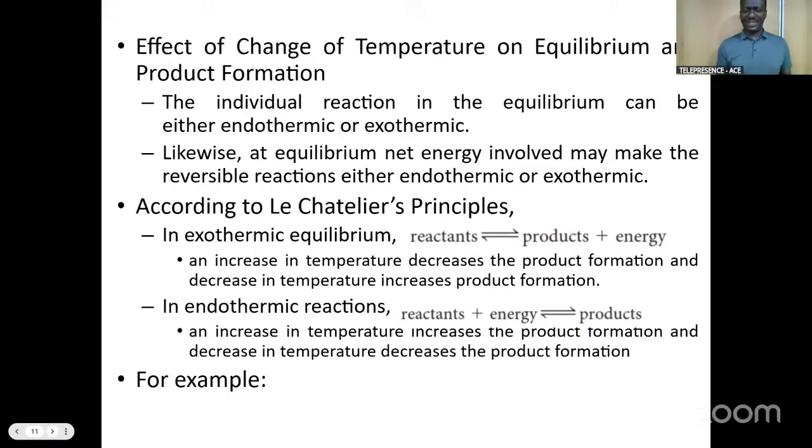EBA process. The EBA process is an exothermic process. Because it's exothermic, it has to be carried out at low temperature. It has to be carried out at reduced temperature because that's the condition that favors formation of products.